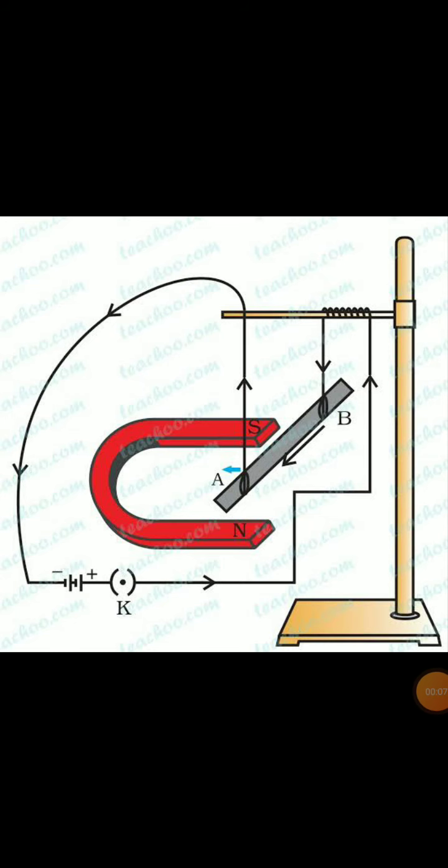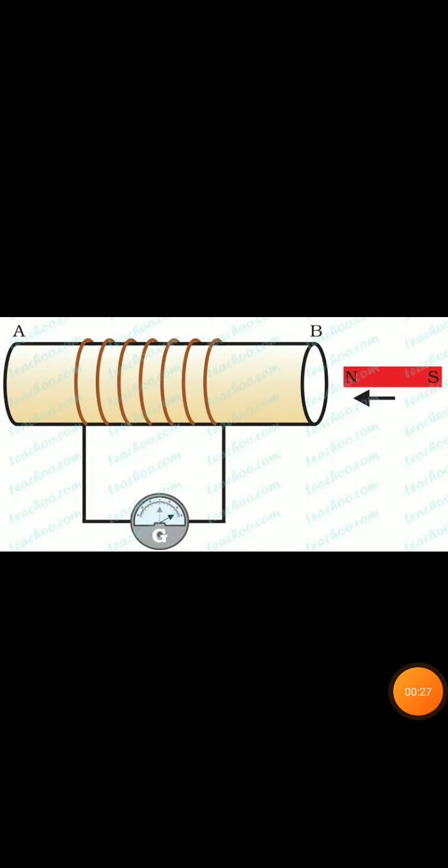In our previous session, we have studied that when a current carrying conductor is placed in a magnetic field such that the direction of current is perpendicular to the magnetic field, it experiences a force. And now, in this session, we will learn electromagnetic induction. In simple words, you can remember it as magnetic field produces electric current.